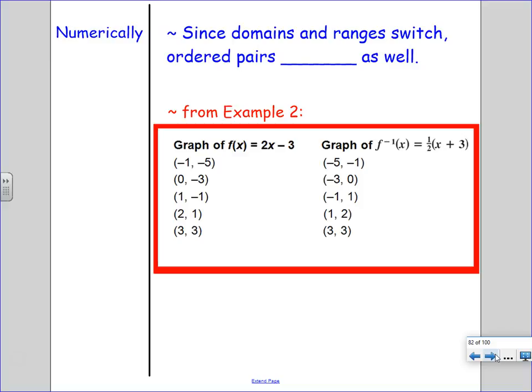So if the domains and ranges switch, that's the big picture of all the x's and all the y's switching, then each individual pair is going to switch as well. So if I was, for instance, to quickly cover all of these, which you guys have already seen, and that's totally fine.